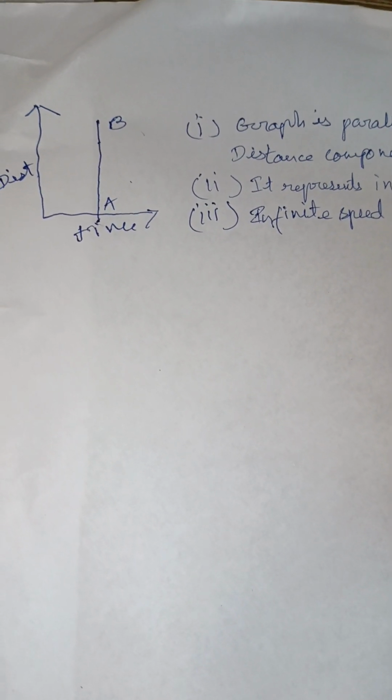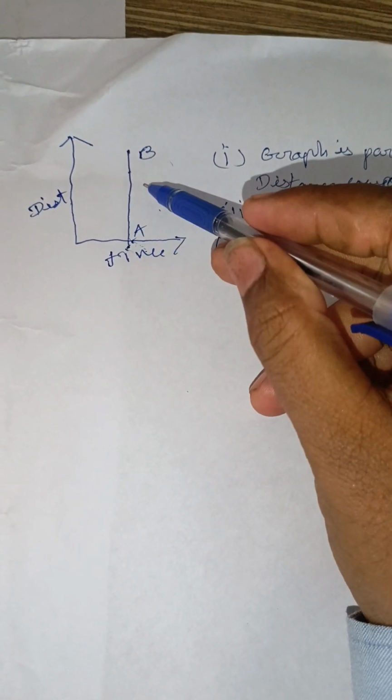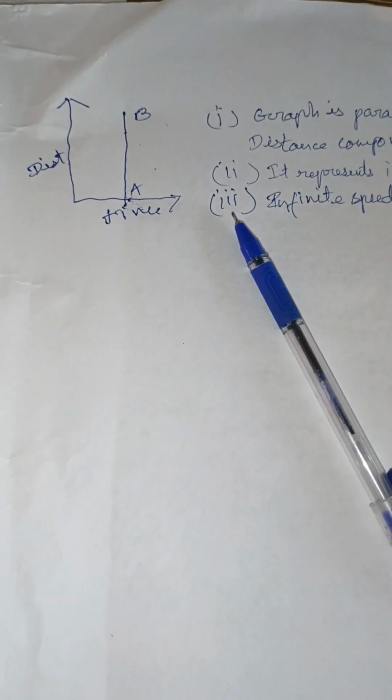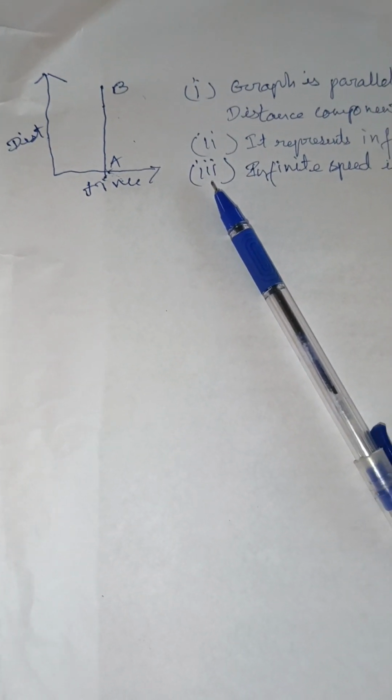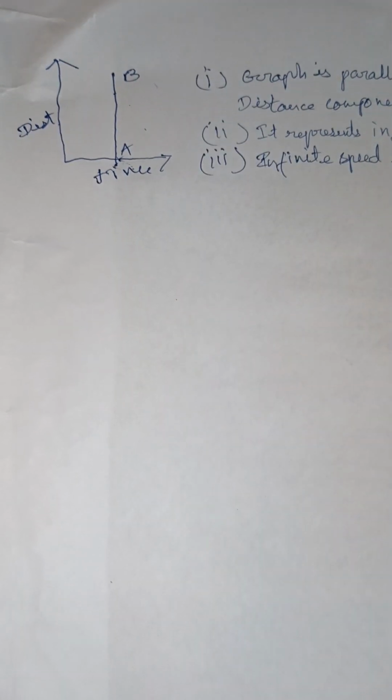Sir, what does it mean if the graph is parallel to the y-axis? Time remains 0 and the body is still moving. How is it possible that time remains 0 and the body is moving? It is not. That is why we write it in the graph as infinite speed.